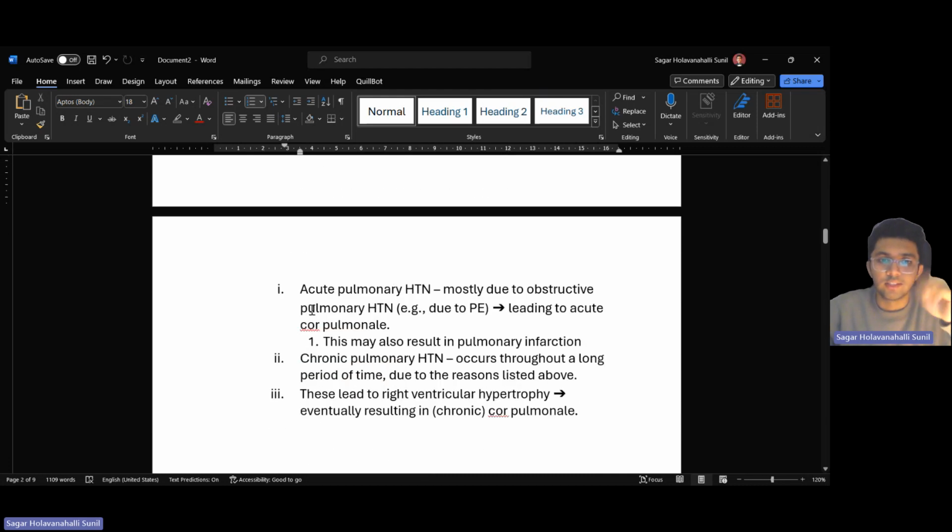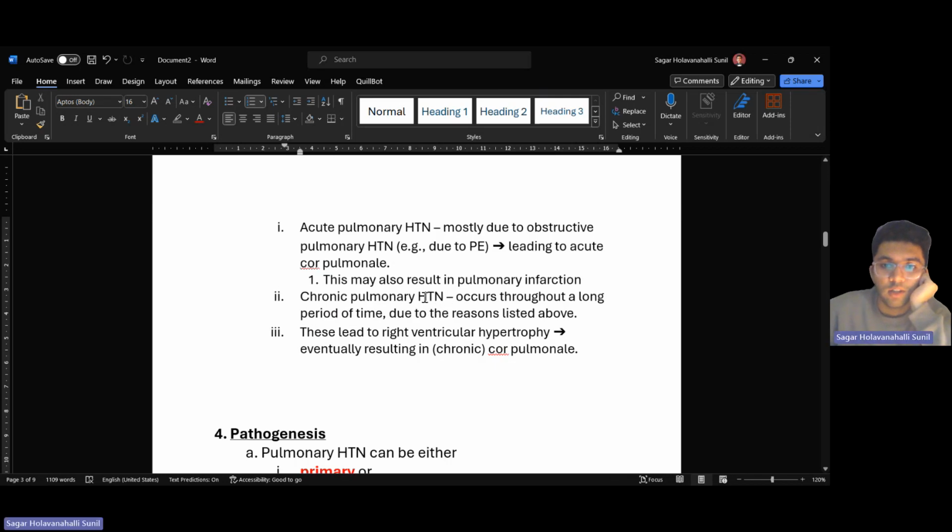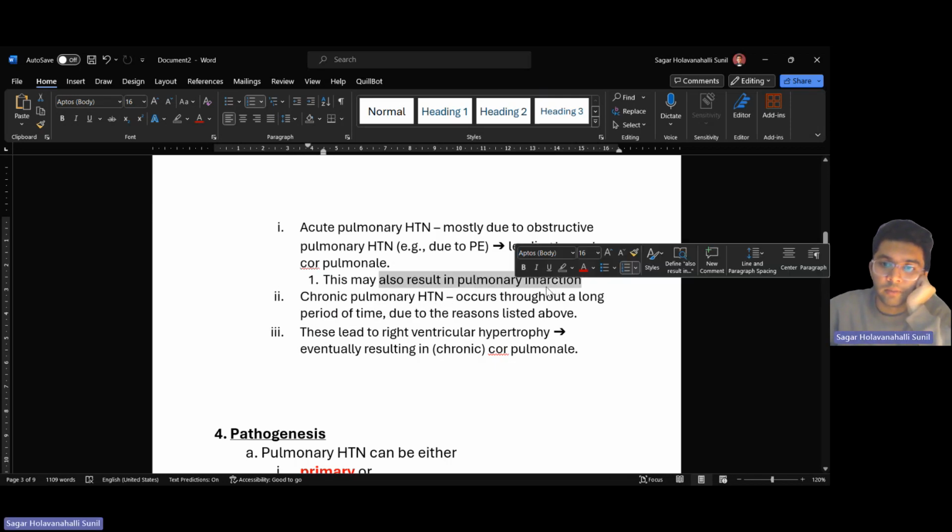The third one is just acute or chronic. Acute could be because of pulmonary embolism. For example, when the left or the right branch of the pulmonary artery gets blocked, or when the main branch of the pulmonary artery itself gets blocked, or maybe when the first three or four divisions of either the left or the right or both divisions of pulmonary arteries get blocked. Of course, this can also result in pulmonary infarction.